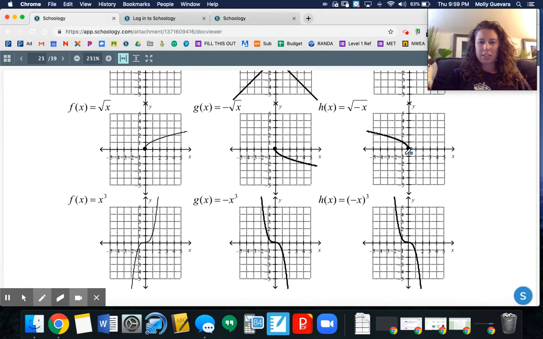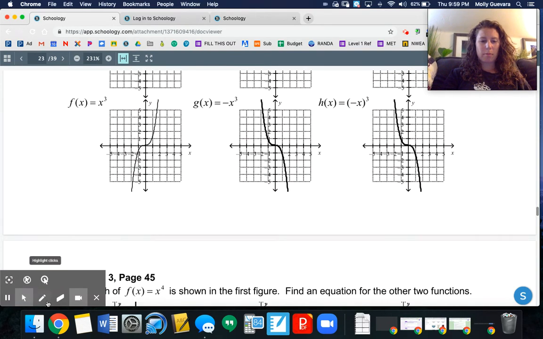So that actually might be a good tell for us, right? So that's a potential. And then the last one is x cubed. Negative x cubed is clearly flipped over the x-axis. And then negative x cubed, again, it's hard to tell. So we're going to make a little note here at the bottom of the page.